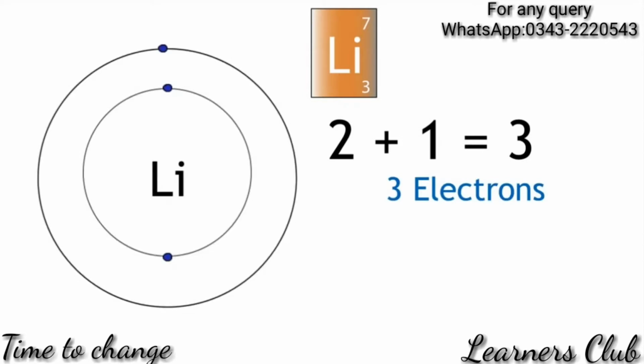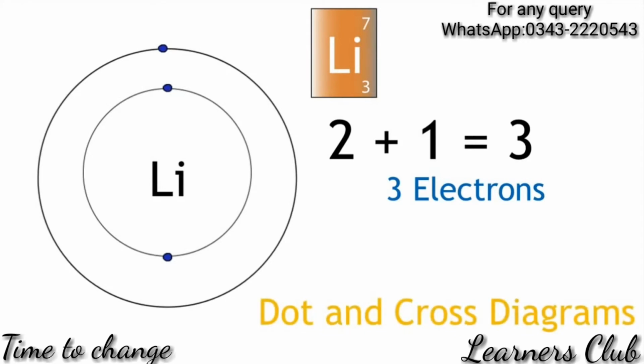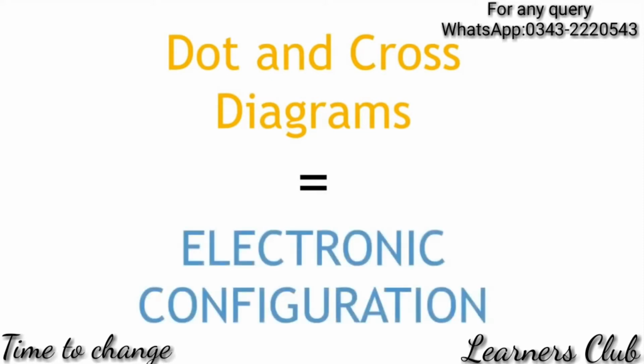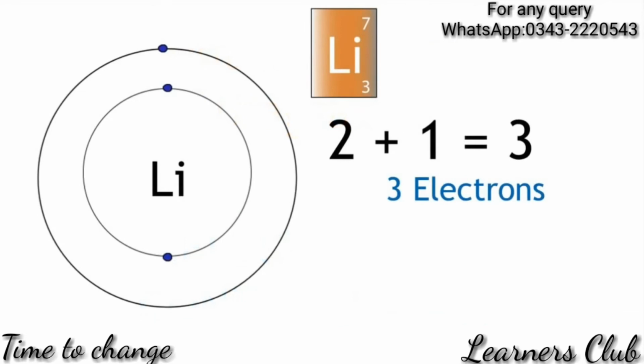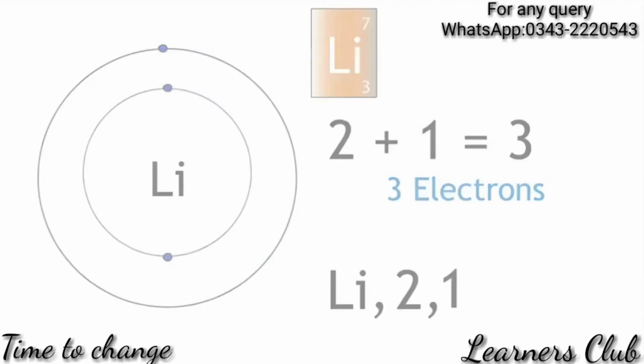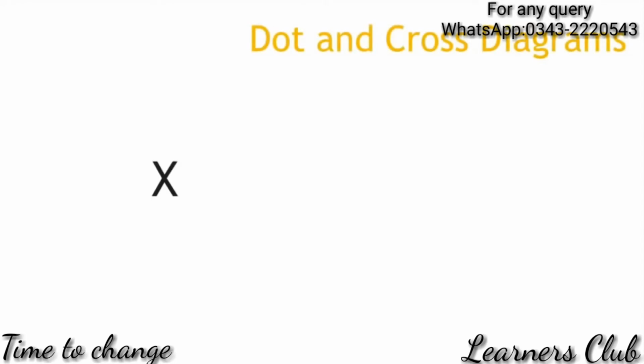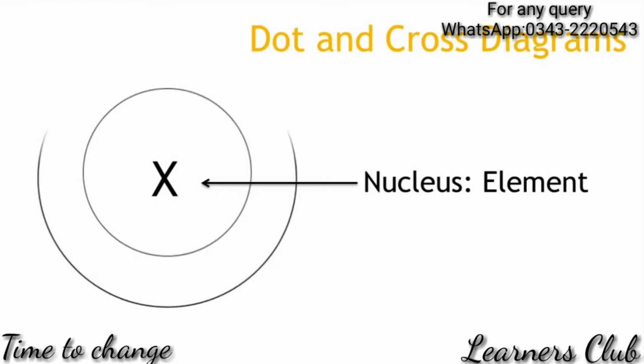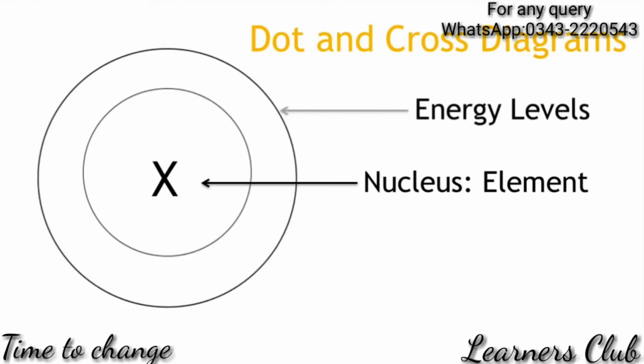These diagrams are called dot and cross diagrams, and they are used to show the electronic configuration of an element. You need to be able to draw these diagrams, as well as being able to write the electronic configuration in a written form. For lithium, this will be written as Li 2,1. In the diagram, the nucleus is represented by the element symbol or a central black dot. The energy levels are represented by circles around the nucleus, and the electrons are represented by dots or crosses.